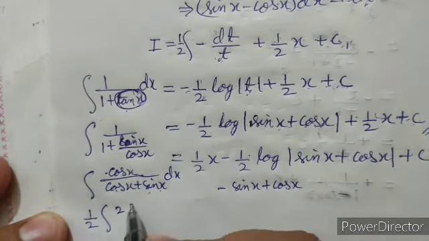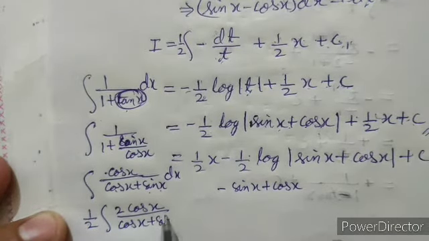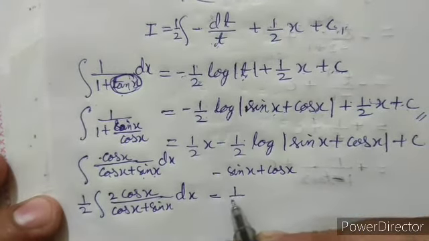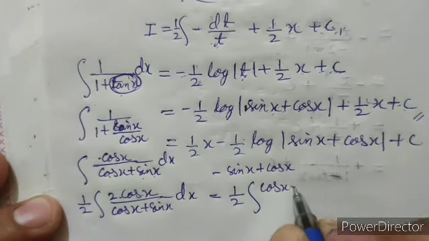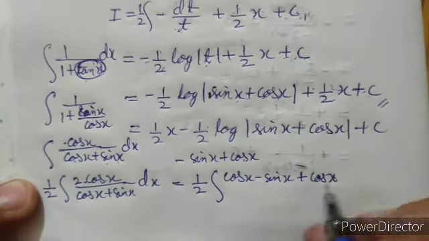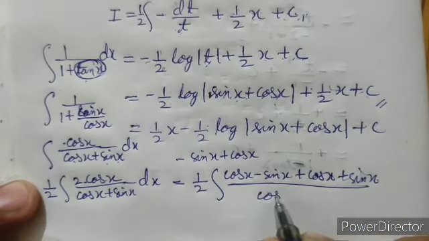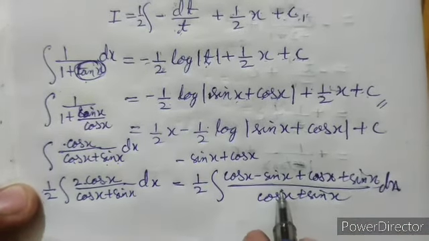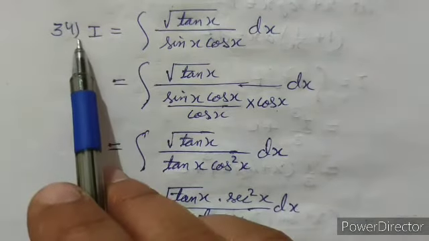divide and multiply the integral by 2, and then we can write this as 2 cos x as cos x minus sin x plus cos x plus sin x upon cos x plus sin x dx, and then this can be solved as we have solved question number 32. Now come to question number 34.